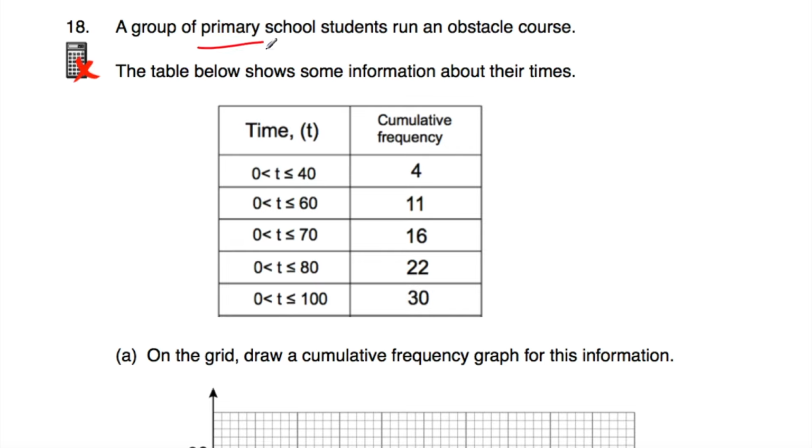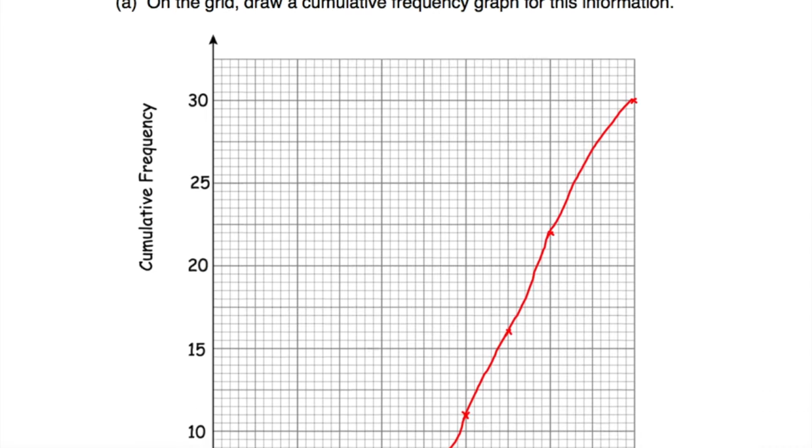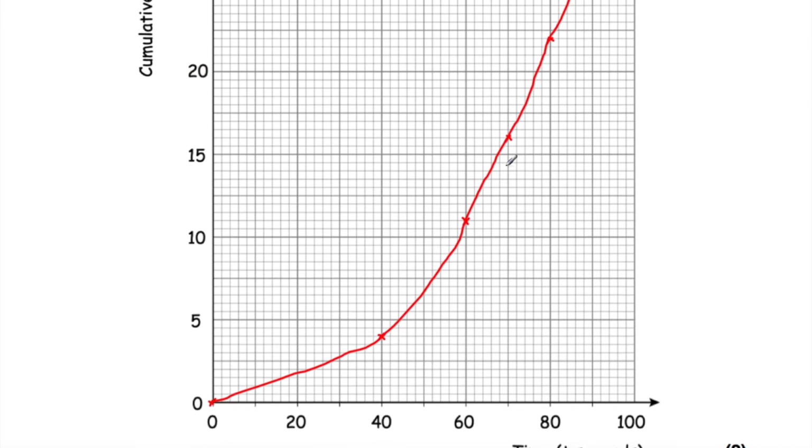So for the primary school students, there were 30 students altogether. We know there's 30 because the highest cumulative frequency was 30, it went up to 30. So if I want to find the median, I'm going to do 30 divided by 2 and that's equal to 15. So I'm going to go 15 across and down. Whatever we get will be our estimate for the median time for the primary school students. Whenever I go from 15 across and down, I get to this box here. Now, there's 10 little boxes from 0 to 20, so each one's worth 2, so it's going to be 68. So our estimate for the median time for the primary school students is 68 seconds.